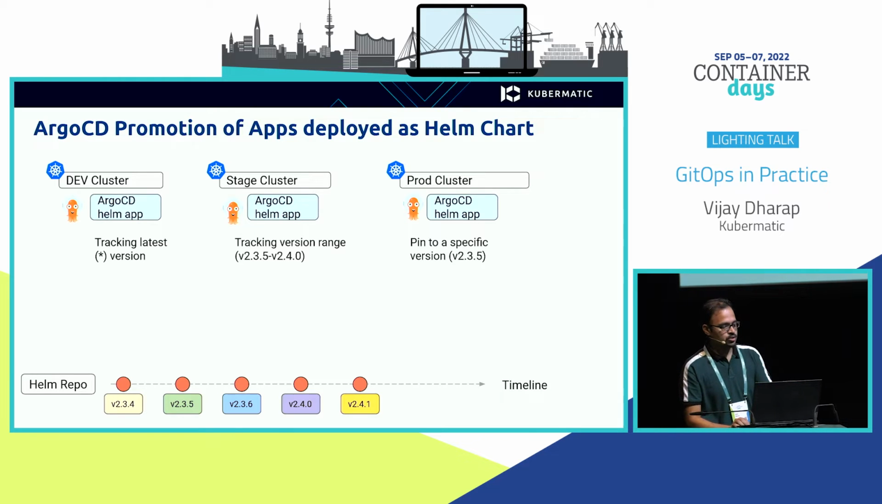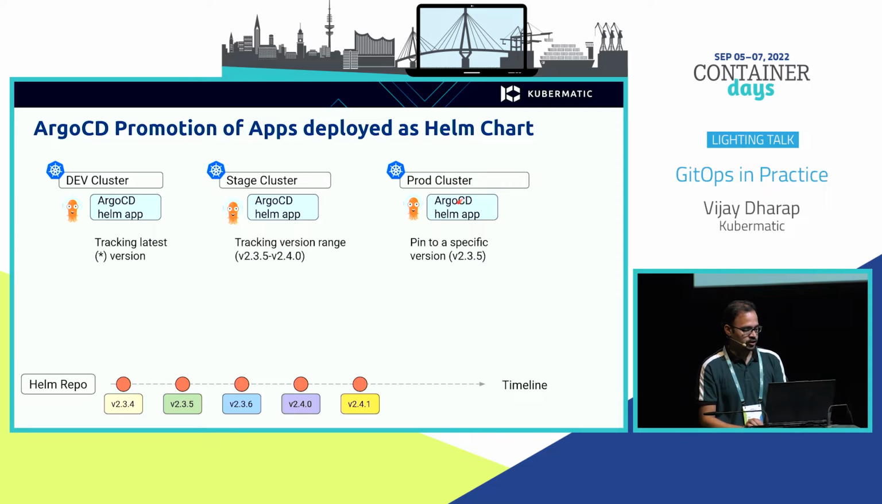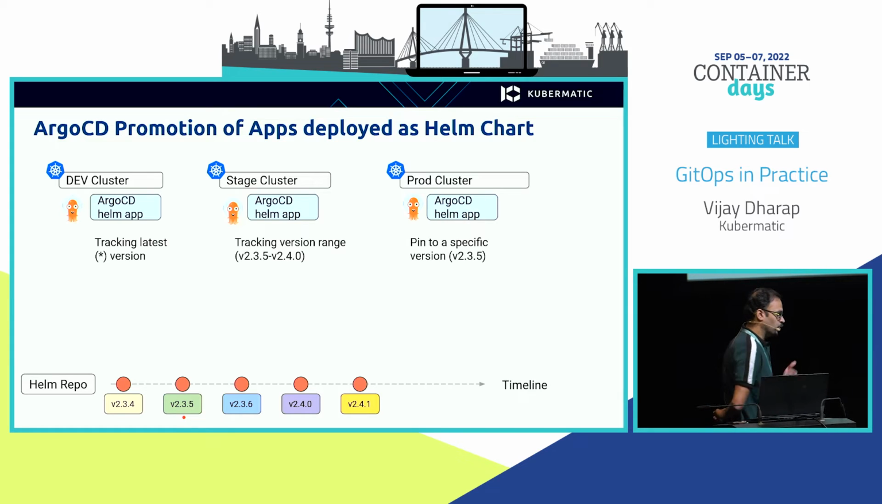So the stage is quite similar. We have dev, stage, production clusters. We have Argo CD apps already deployed. Let's say they all are blue for now. And here is my Helm repository where I am churning out new application releases.